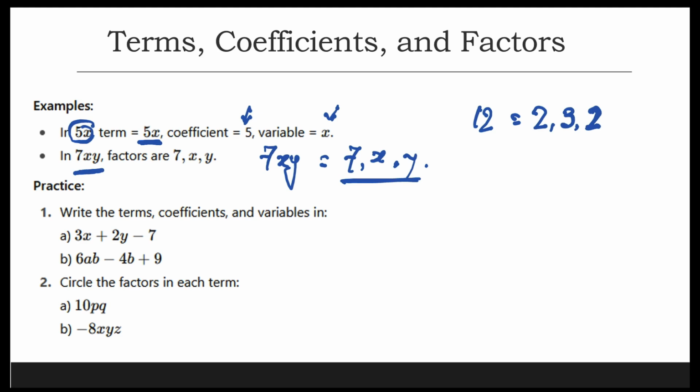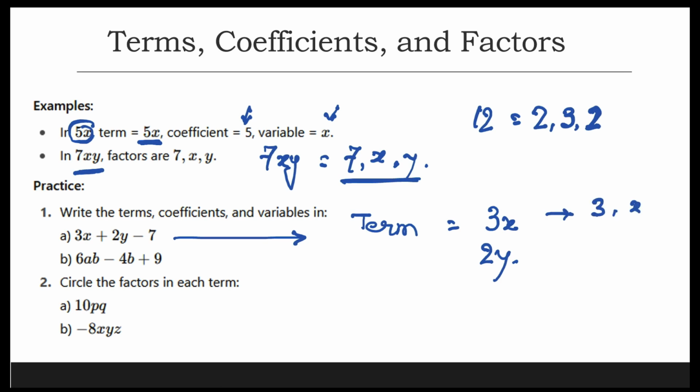Now 3x plus 2y minus 7. Write the terms. So first in this one, let's first talk about term. Which all are terms? 3x is a term, 2y is a term. Now, what are the factors? In 3x, 3 and x are the factors. In 2y, 2 and y are the factors.